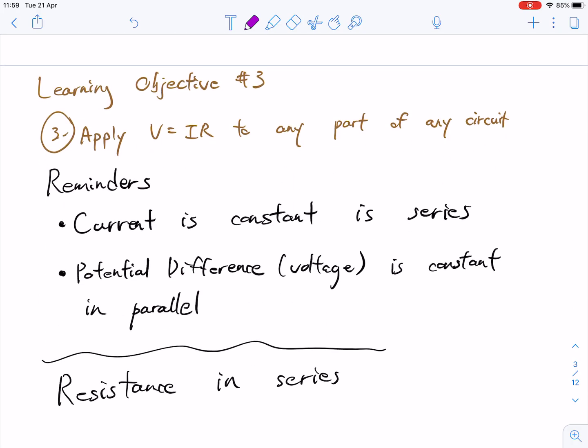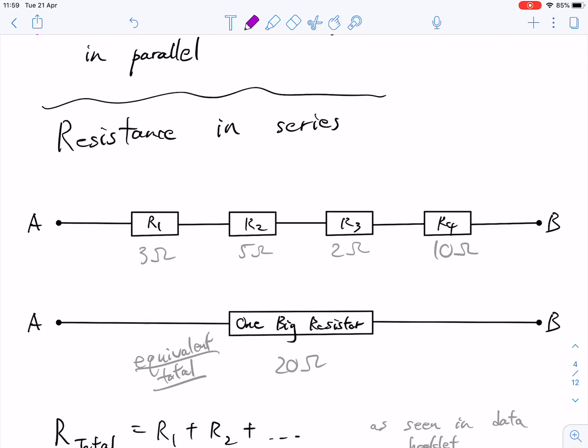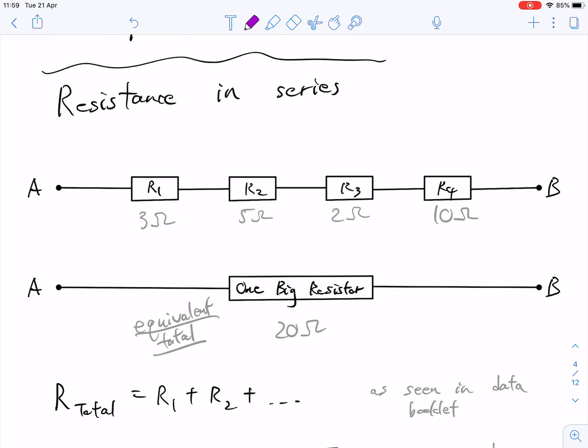Lastly, we're going to apply Ohm's law, V equals IR, to any part of a circuit. Some key reminders: current is constant in a series circuit, and the potential difference or voltage is constant in a parallel circuit. Here we have our series circuit. The total resistance or the equivalent resistance can be calculated by summing all of these together. So that's why this is 20.